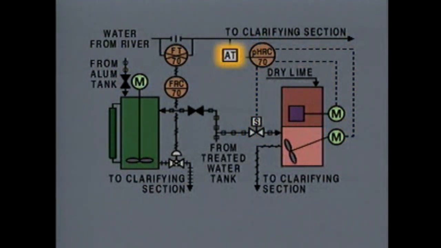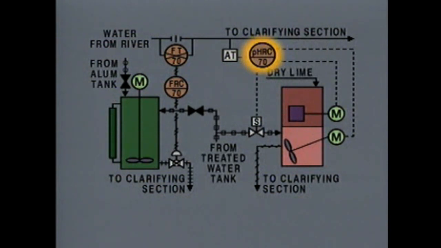The control system has an analyzer transmitter that measures the pH of the river water. As you see here, this type of transmitter is sometimes represented by a square rather than by a circle. The dashed lines shown here are a common way of representing an electrical signal line. The transmitter sends an electrical signal to a pH recorder controller. The pH recorder controller records the pH of the raw river water.